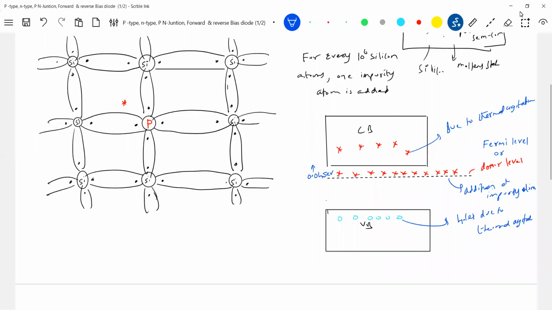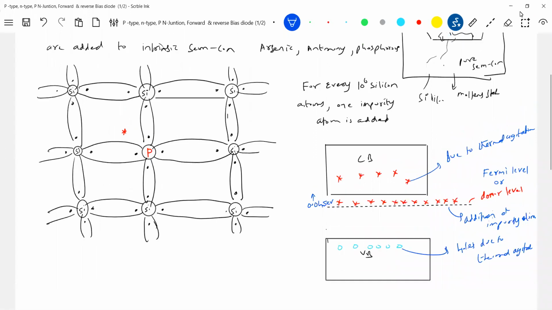For an n-type semiconductor, the Fermi level is just below the conduction band. Now, how to show that? There's a structure. Every time I'm not bothering with silicon. This phosphorus, shall I say donor ion? Because it has given one electron, it has become a donor ion.